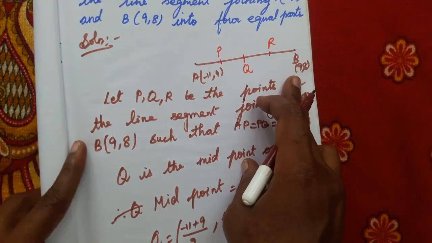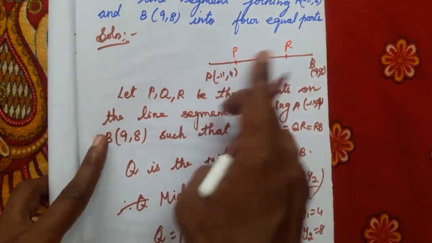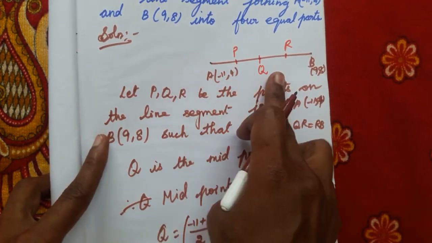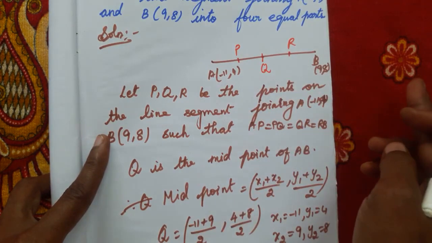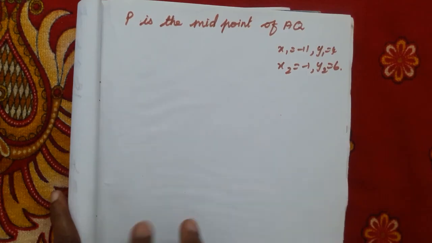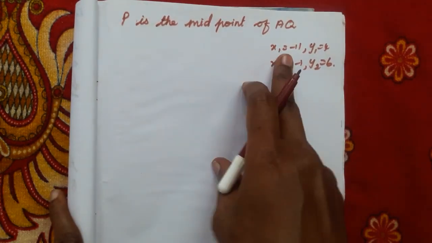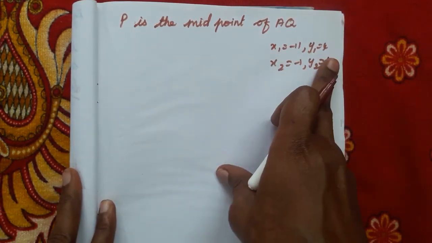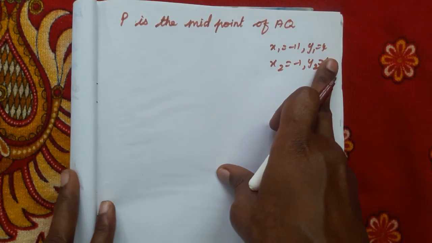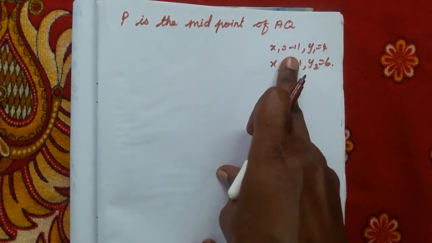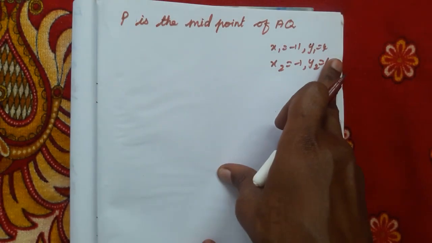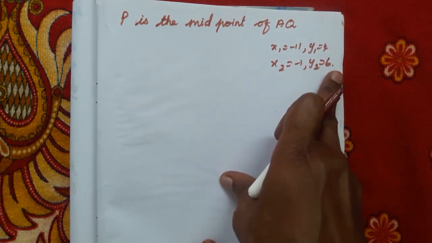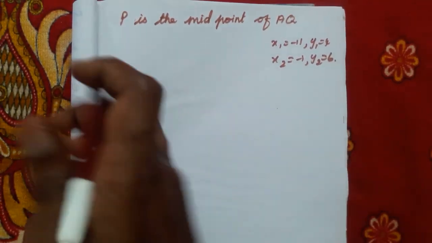Now, one point we have found out. Next, we have to find out P and R. What is P? P is the midpoint of AQ. Listen here. A point is X1, Y1, that is minus 11, 4. Next, X2, Y2 is minus 1, 6.